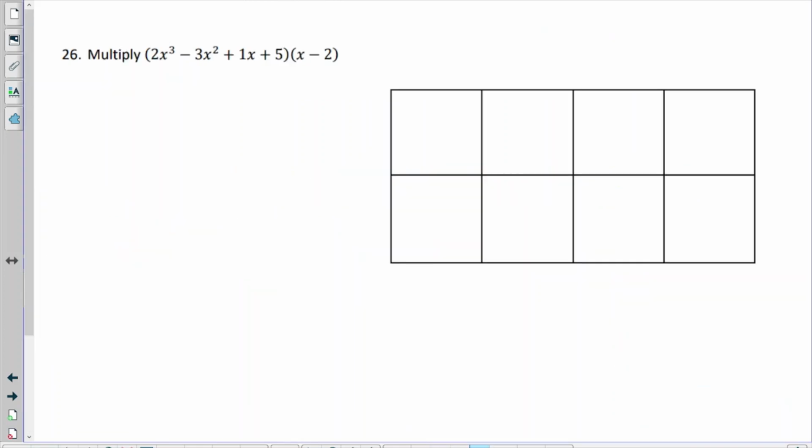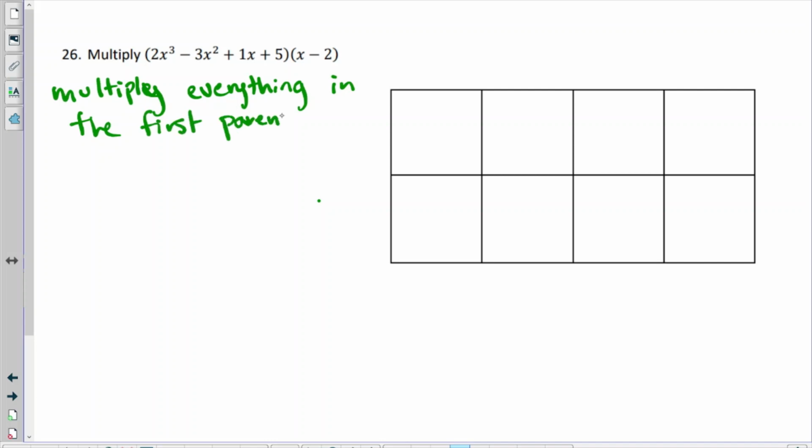Okay, moving on a little bit, we have this one where we're just multiplying these two polynomials. Mr. Jacobs, when he made this, was nice enough to give you the area model, which you do not have to use. Really, what you have to remember is that you're multiplying everything in the first parentheses to everything in the second.